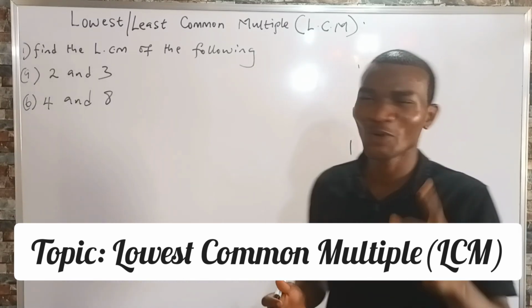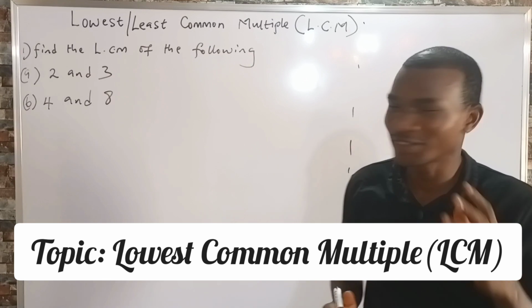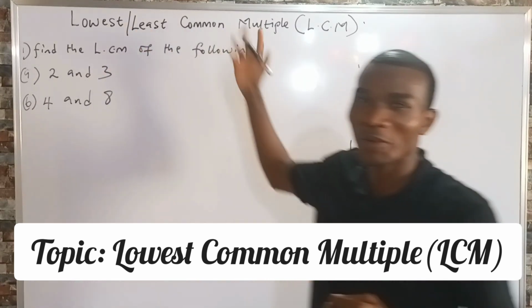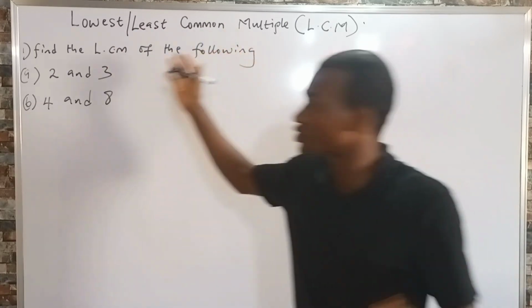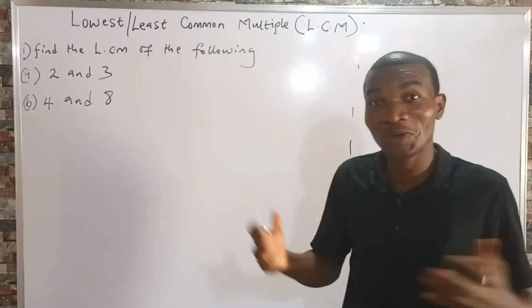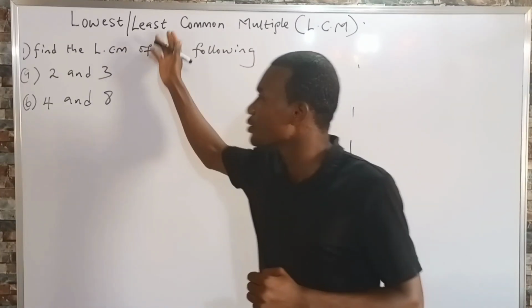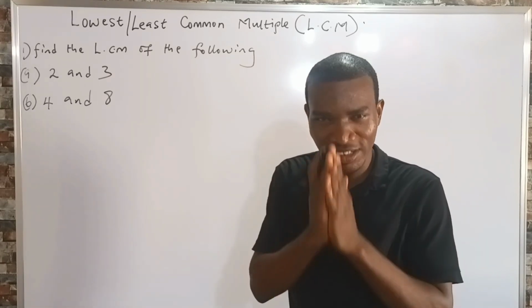Hold on for a second. Do you know what LCM is all about? LCM simply means lowest or least common multiple. Some students or pupils call it least common multiple, while others call it lowest common multiple. You are correct. But by the way, how do you find the LCM of two or more numbers? It is very simple to do.